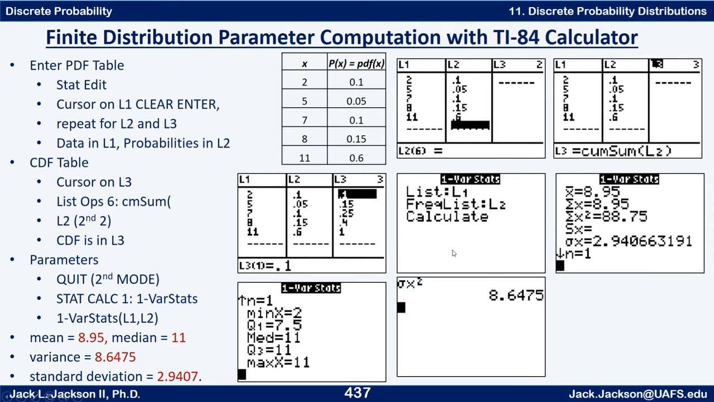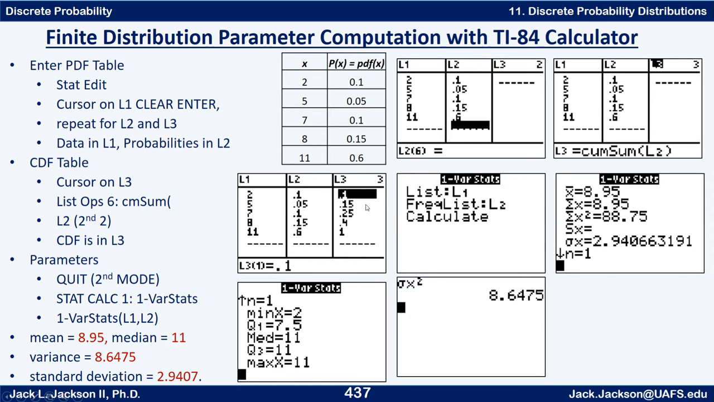So quit, second mode, get back to the home screen, hit Stat, and then go right arrow to calculate, and then choose number 1, one variable statistics. List is L1, its frequency is L2, and hit calculate. If you've got the older operating systems, this screen right here will not come up. In which case you would just type one variable stats, and then you put in L1, L2, and enter. And then either way it will give you this.